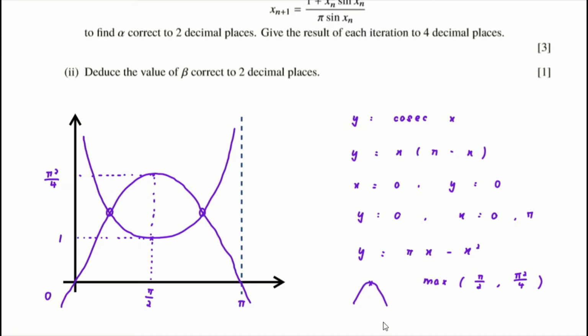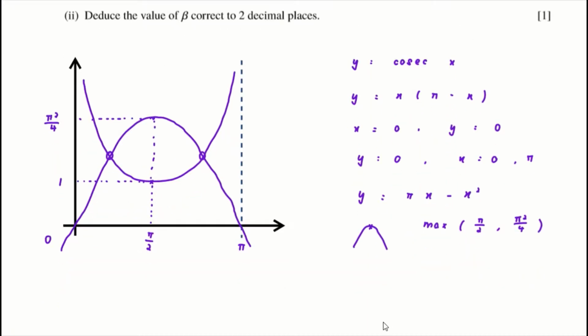Then you can just write that there are two intersection points. So that's two intersections, two roots. Two intersection points, therefore two roots. It's okay, no need to write so long.